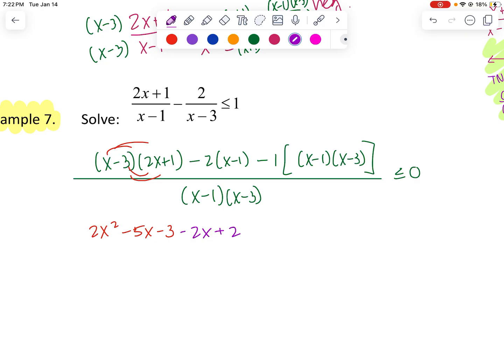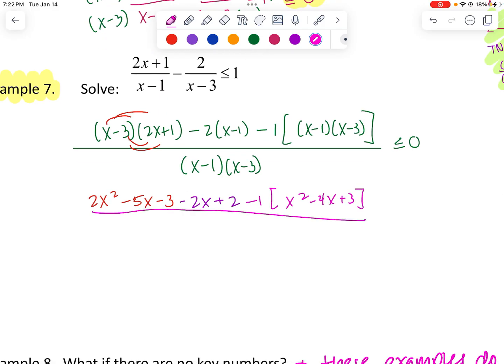And then I'm going to go ahead and leave this negative 1. I'm going to go ahead and FOIL what's inside: x squared minus 4x plus 3. And then I can go ahead and rewrite my denominator because I can't forget that guy. And then last but not least, I have to distribute that negative 1 on through.